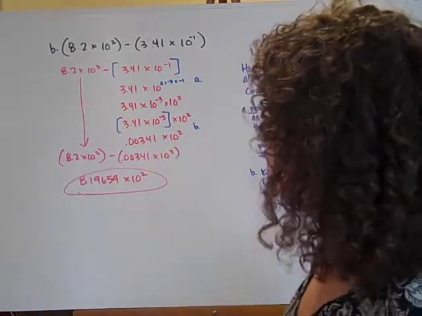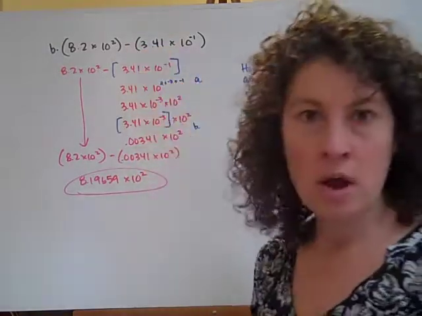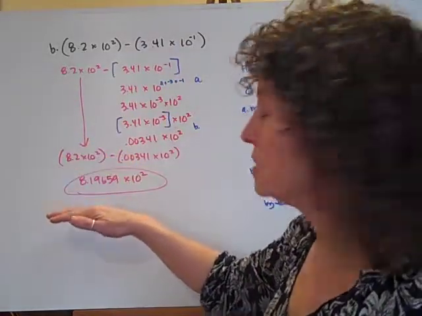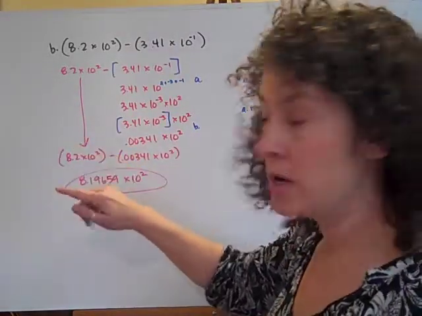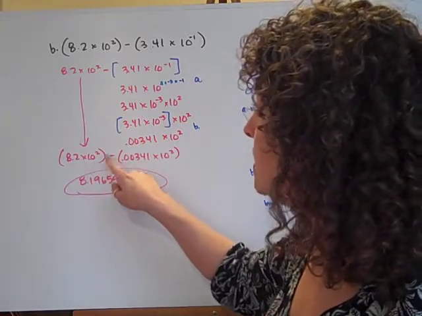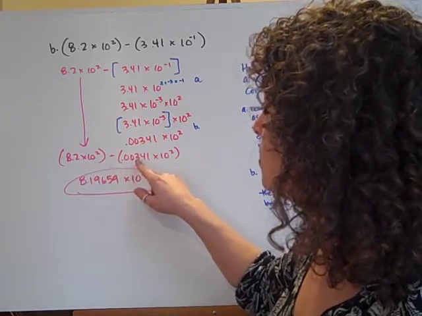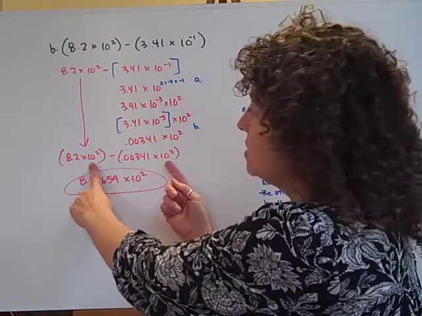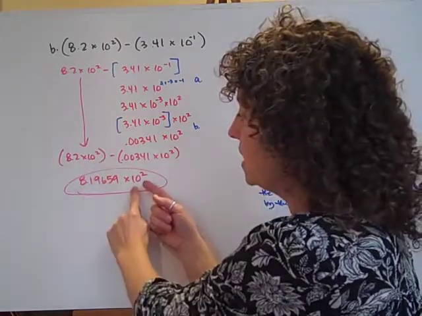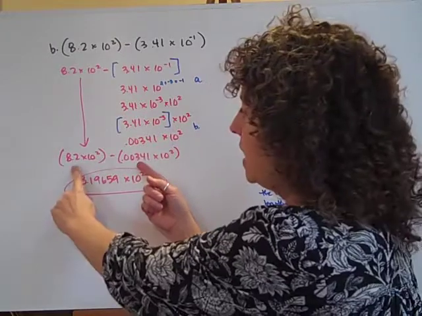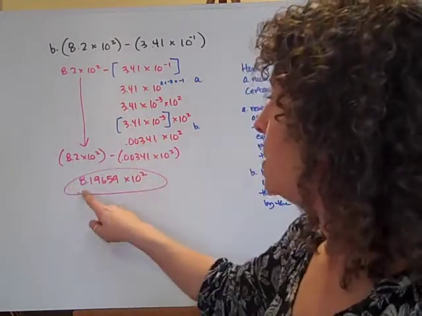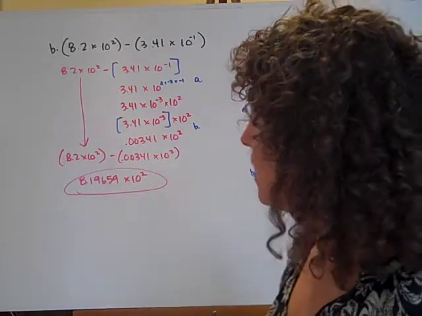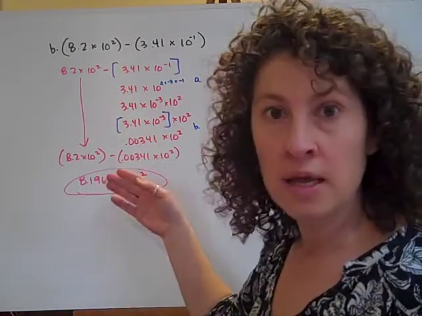Now that I've messed around with my second number, I can bring back that first number I was subtracting from: 8.2 times 10 to the second minus 0.00341 times 10 to the second. Now you'll notice that I have two powers that are the same, which means I can keep that power and just subtract the two factors, and I end up with 8.19659 as my factor, and there is my difference in scientific notation.